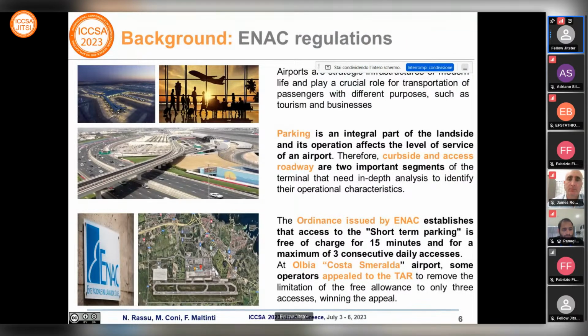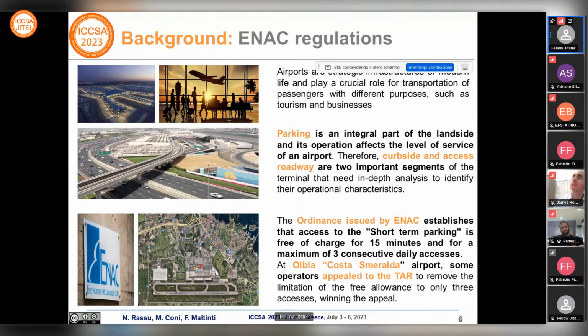The overall level of service of an airport depends on the levels of service of individual components, such as check-in, departure lounge, landside, and socioeconomic variables. Parking is an integral part of the landside, and its operation affects the level of service of an airport. Therefore, curbside and access roadway are two important segments of the terminal that need in-depth analysis to identify their operational characteristics.